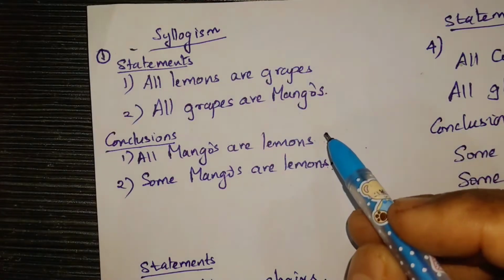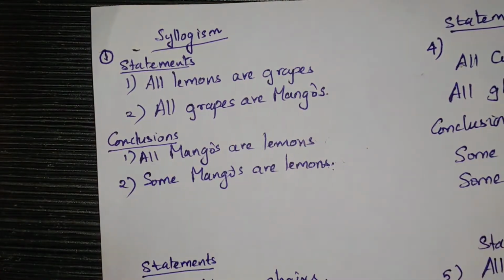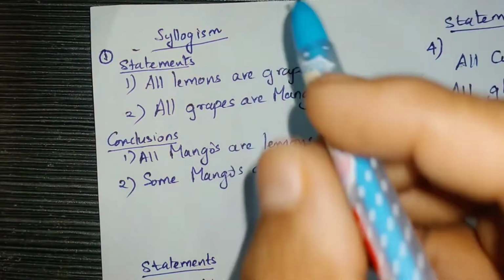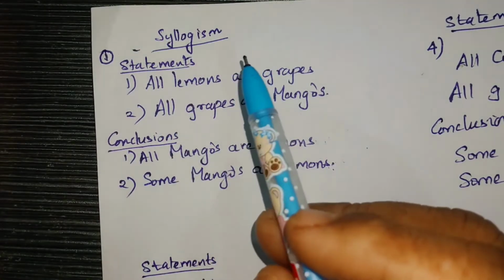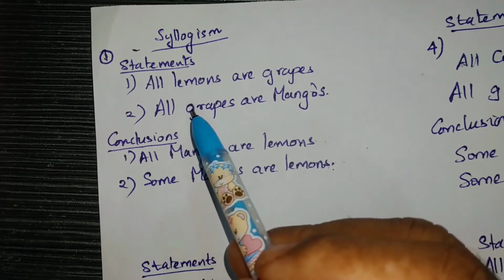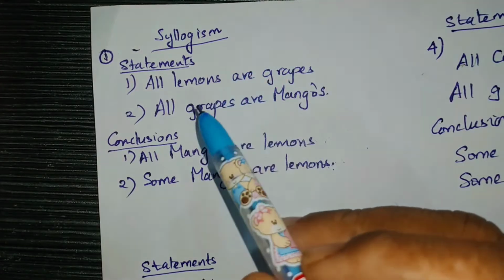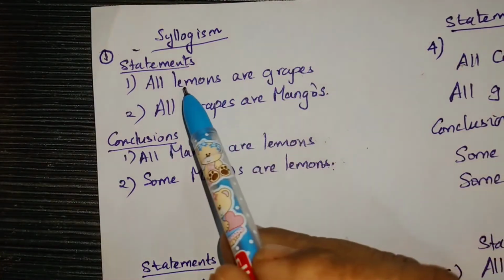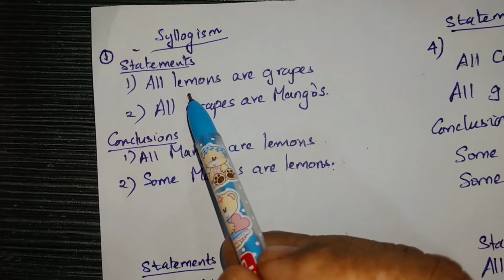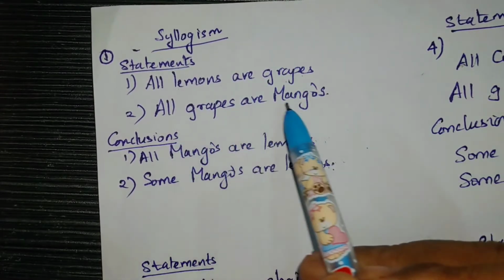Okay, so like this, let us see the first statement directly. How I am going to explain this: I have taken first the model of statements starting with all. Let us see 5 questions in statements with all, then we'll go to statements with some. Let us see, all lemons are grapes. This is not in reality, it's just a question. All the lemons are grapes. All the grapes are mangoes.